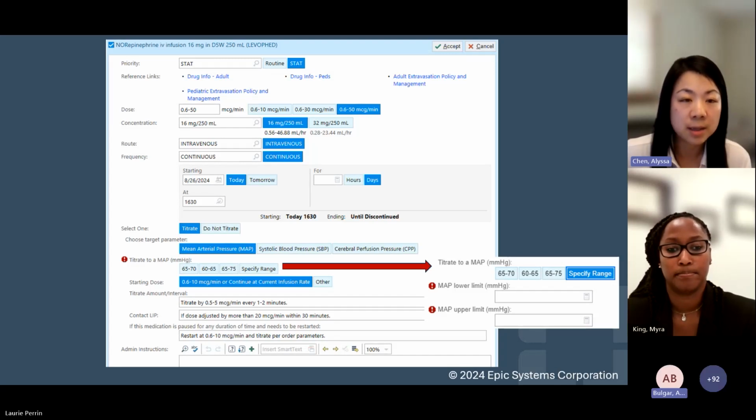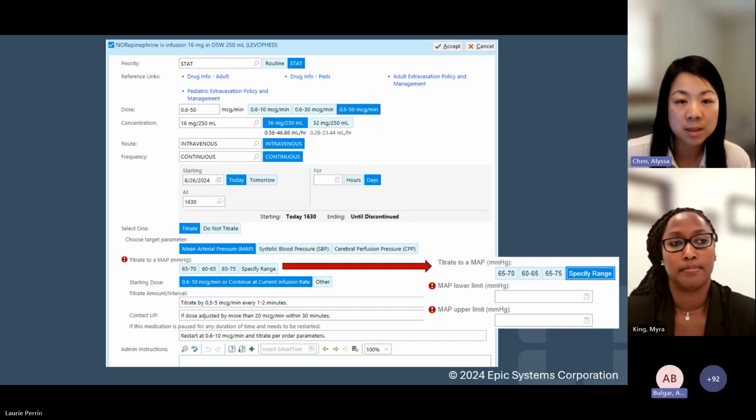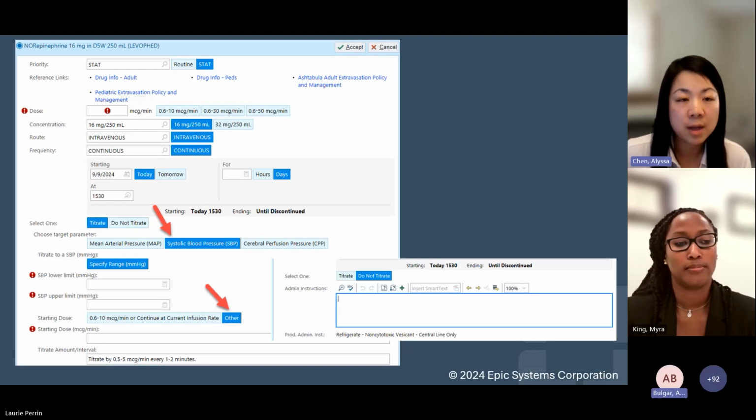In addition, they can pick specify range, but we do require a lower and upper limit for those clinical endpoints. Example here is the MAP goal, and you can see that they have to type in both a lower and upper limit, and that is required. If you advance to the next slide, there's another screenshot of order entry.